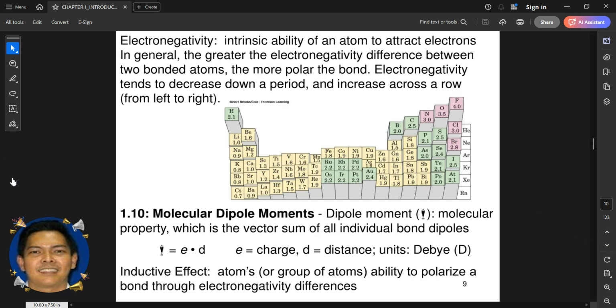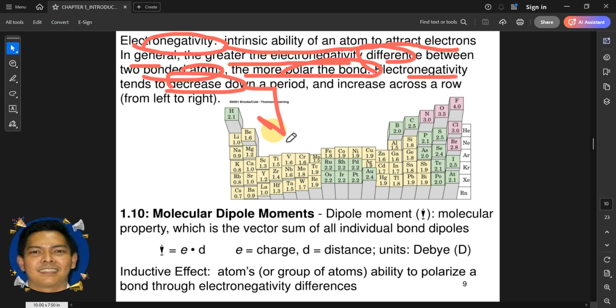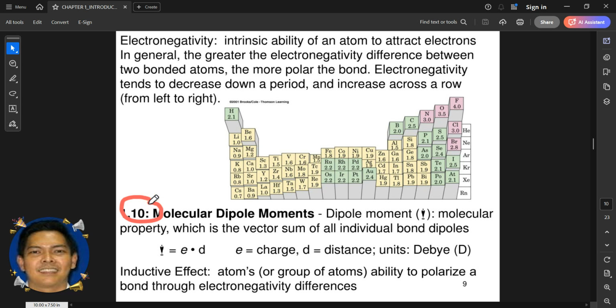Okay, so electronegativity is the intrinsic ability of an atom to attract electrons. In general, the greater the electronegativity difference between the two bonded atoms, the more polar the bond. Electronegativity tends to decrease down a group and increase across a row from left to right. You can see here.